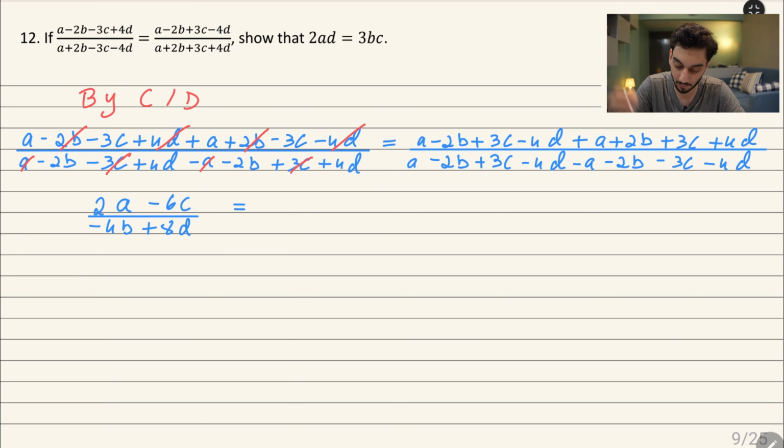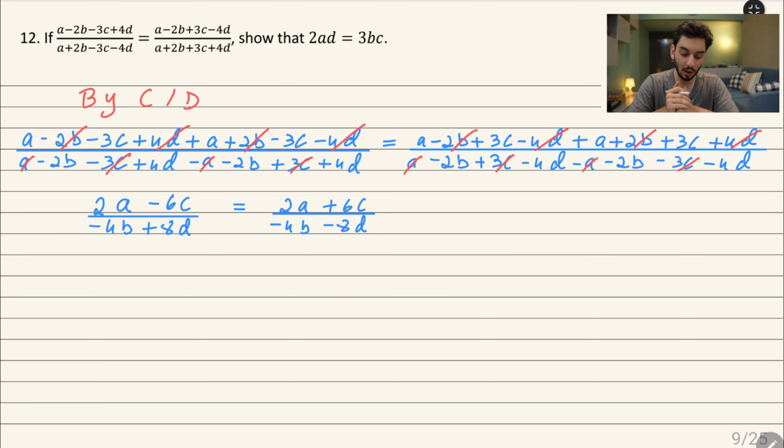is equal to, let's see, over here I can get rid of the negative 2b and positive 2b. I can get rid of the negative 4d and positive 4d. Over here in the denominator, a minus a goes away, 3c and minus 3c can go away. I'm left with a plus a, which is 2a, 3c plus 3c is 6c. In the denominator, minus 2b is minus 4b, and minus 4d and minus 4d is minus 8d.